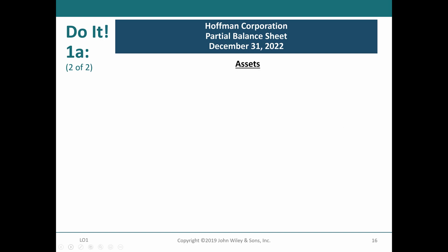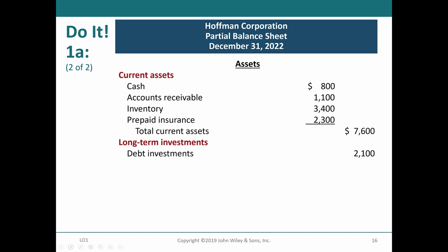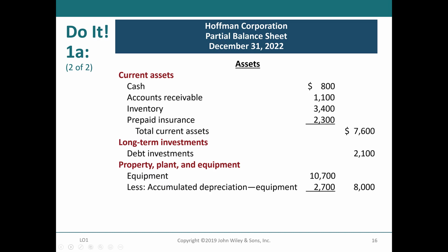All right, so the first thing we're going to have under assets, remember again, we arrange our assets in order of liquidity. So we have our current assets: cash, followed by accounts receivable, followed by inventory, prepaid insurance, and then we have our balance for our current assets. Then we have long-term investments, the debt investment, and plant, property, and equipment. Equipment is 10,000. Remember we had accumulated depreciation, which we deduct. That gives us a balance of 8,000 on the plant and property.